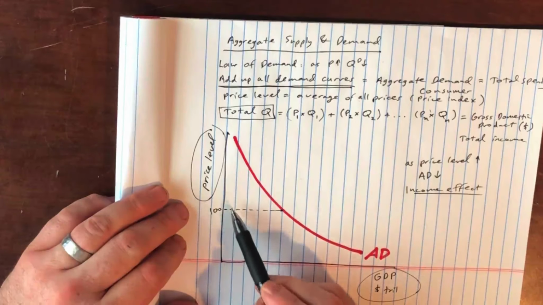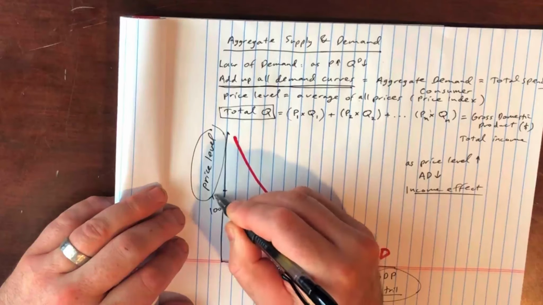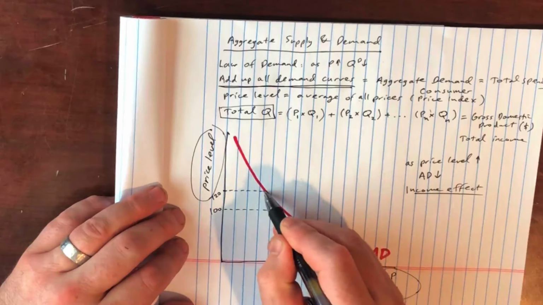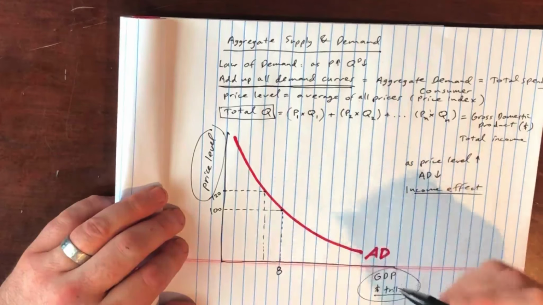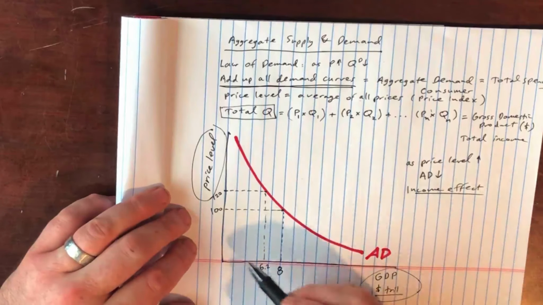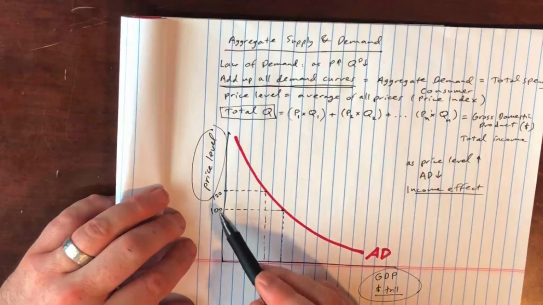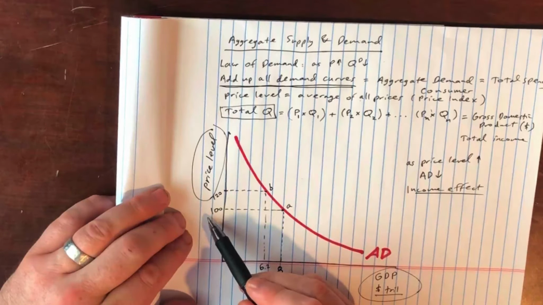All right, so this being a downward sloping relationship implies that if the price level were to go up, let's say to 120, the total spending would fall to a lower level. Let's say it falls to 6.2 trillion. So what we've produced here is two different points, say point A and point B. We can see there's a change in the price level, okay?